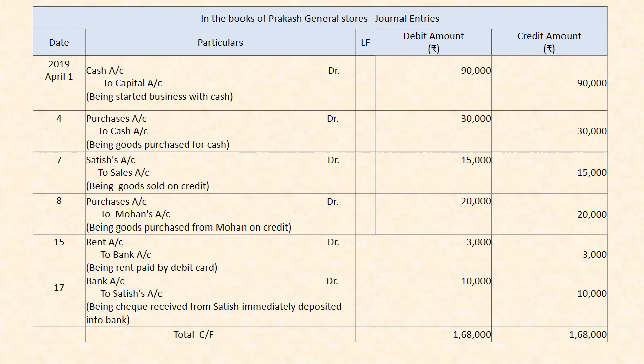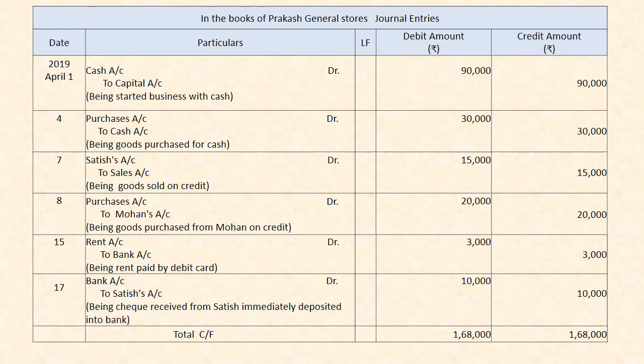Move to the next transaction dated 8th April. Purchased goods from Mohan on credit rupees 20,000. What will be the journal entry? Purchases account debit to Mohan's account because purchase is an expenditure.